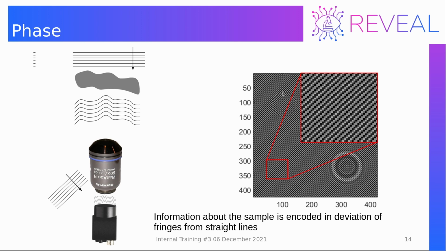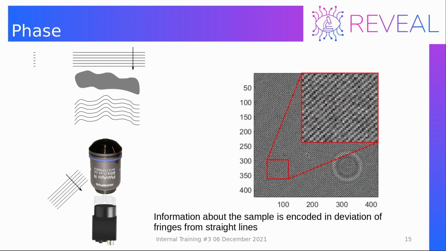They bend where the object is. And this deviation of the fringes from straight lines carries information about the phase of light that went through this sample. So this is how the fringes look in the ideal case when there is no noise, but in practice, of course, we have noise in the system, so the fringes would probably look more like this.